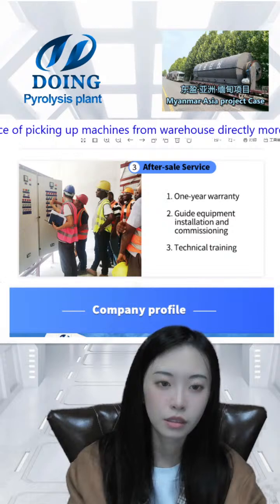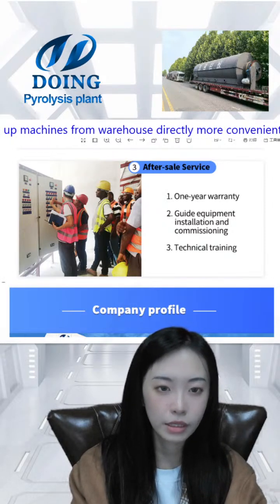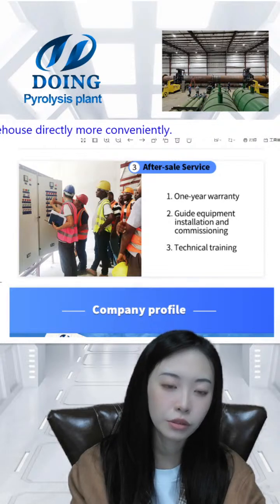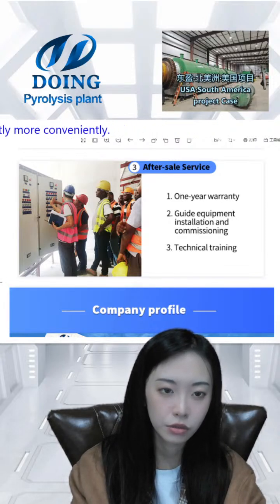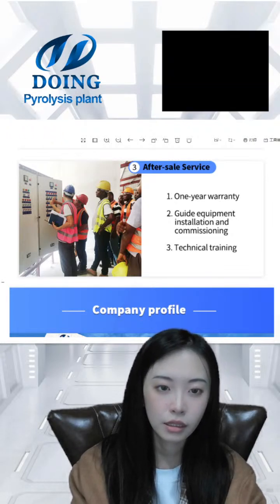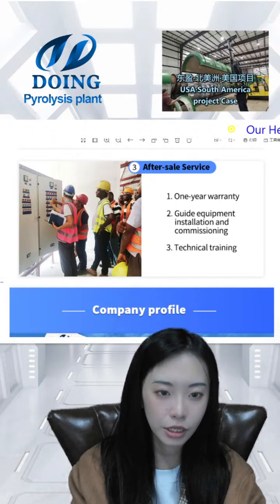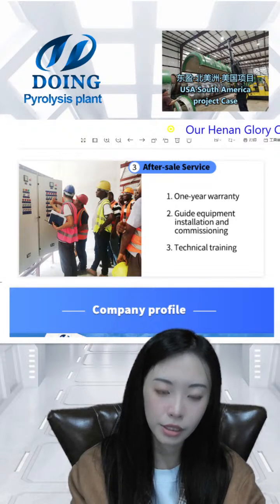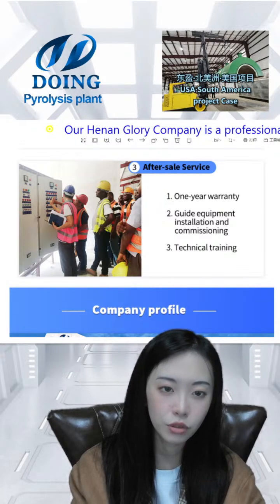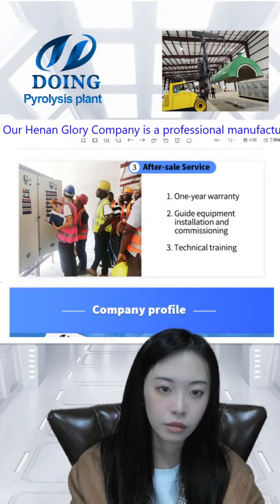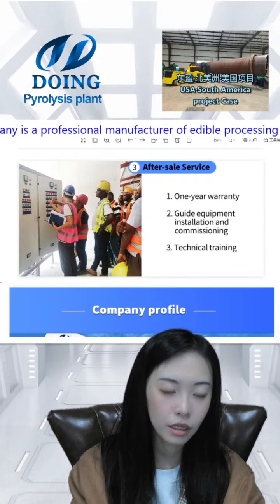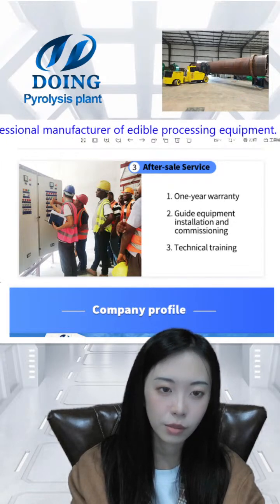After-sale service: for all of the equipment, we have 1 year of warranty, except for manual damage or spare parts. And second, guidance on equipment installation and commissioning. This is a service by our engineers. They can come to your workshop, no matter whether you are in China or abroad. They can come there to help you to install and operate.